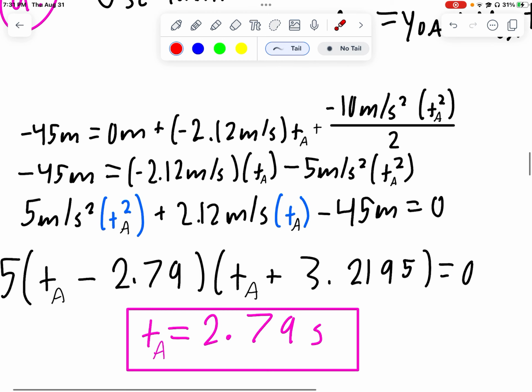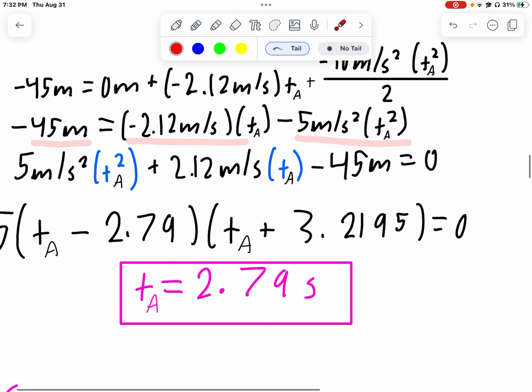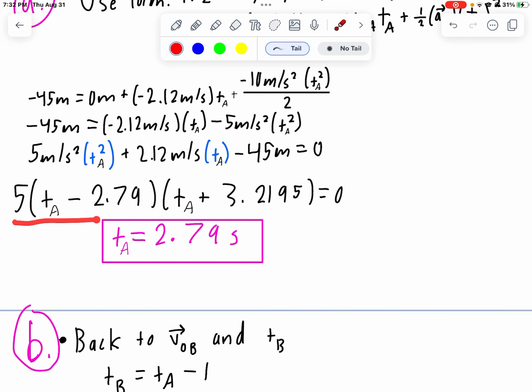And then we simplify here a little bit. And then I decided to add positive 2.12 meters per second times time to both sides. So this is moved over here, and then I guess it's moved over there. You can kind of see better down there. And then I also added 5 meters per second squared times time squared to the other side as well. So then we're able to put this in our calculators and factor.